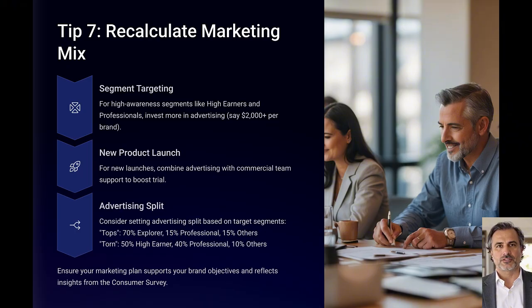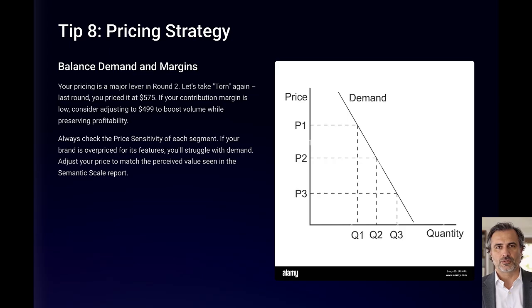Tip 8. Pricing strategy. Balance demand and margins. Your pricing is a major lever in round 2. Let's take Torn again. Last round, you priced it at $575. If your contribution margin is low, consider adjusting to $499 to boost volume while preserving profitability.